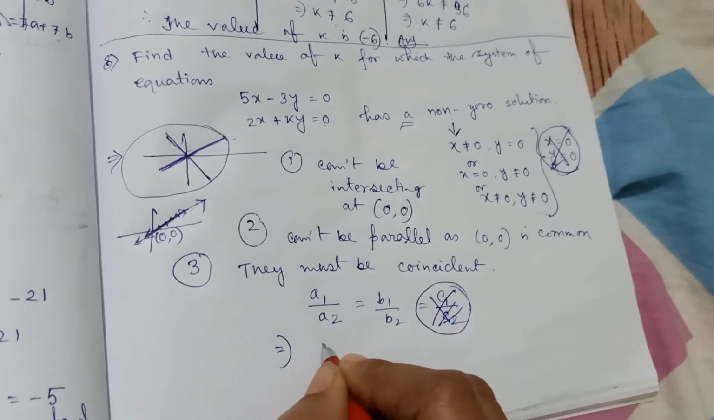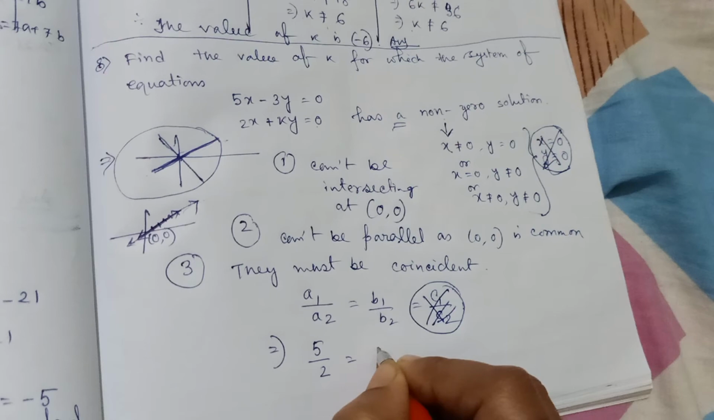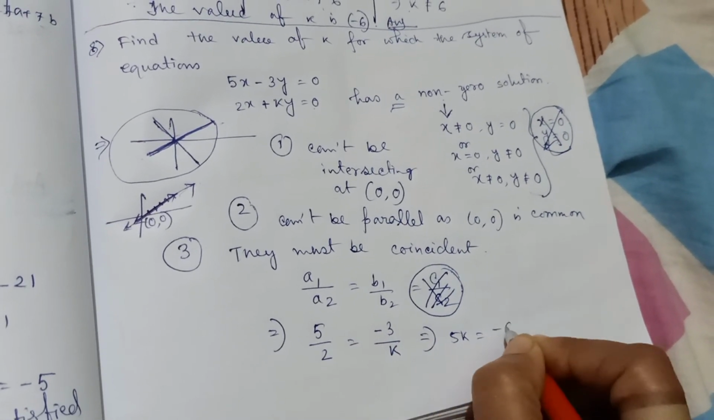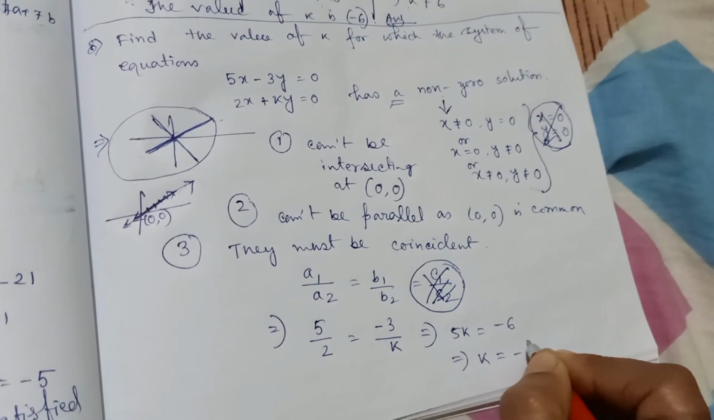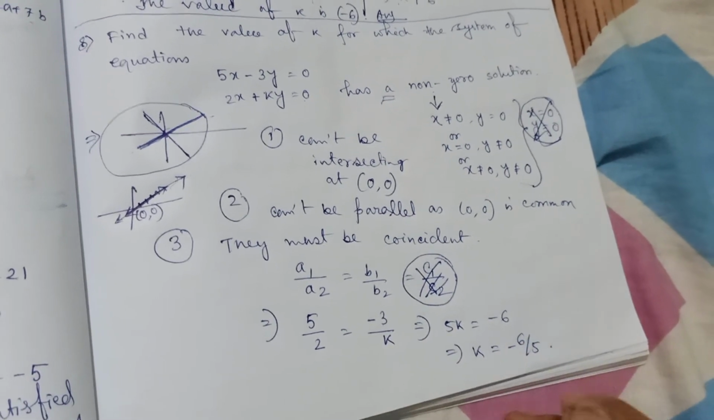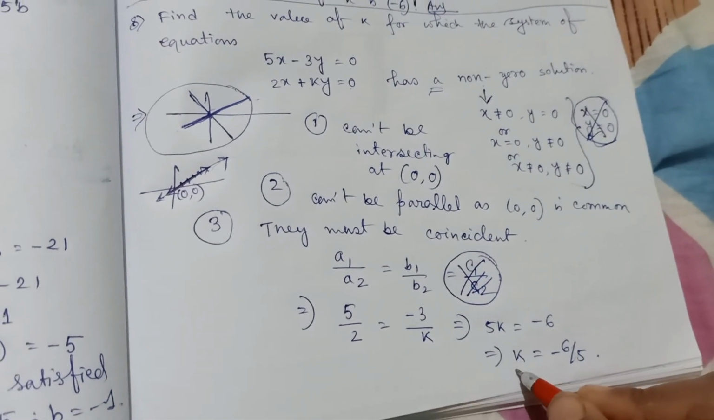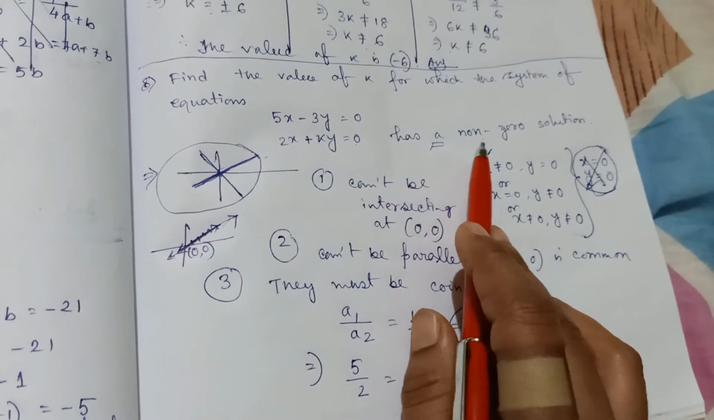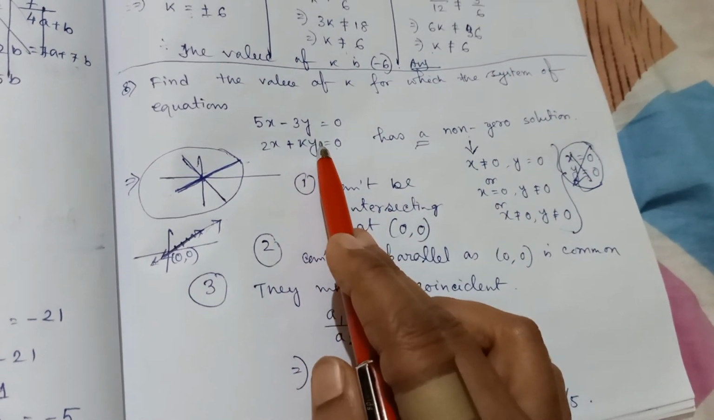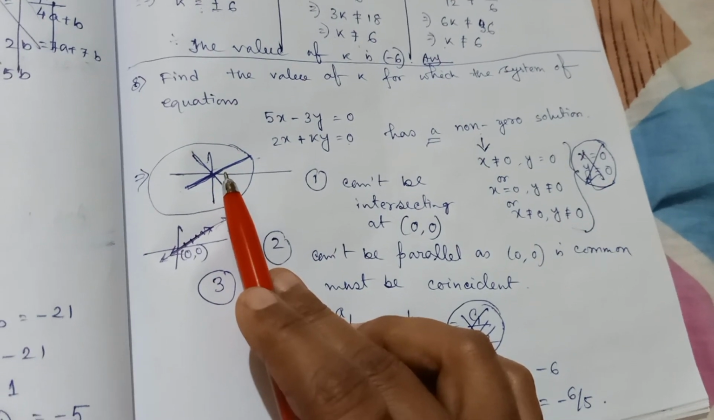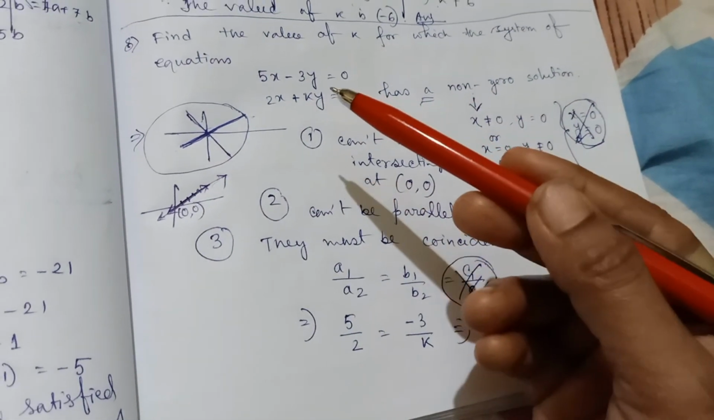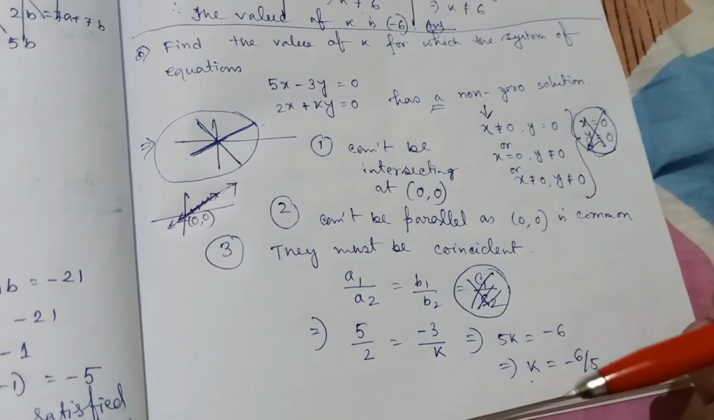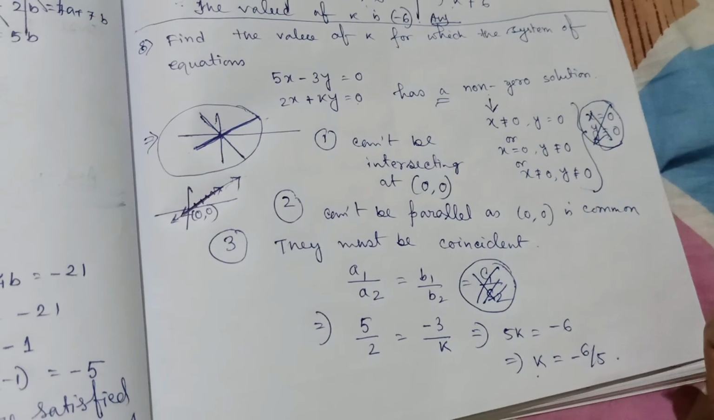Okay, so A1 by A2 we are getting as 5 by 2, B1 by B2 that is minus 3 by k. From this we get 5k equals minus 6, and we can write k equals minus 6 by 5. So we can say that the value of k will be minus 6 by 5, for which we will have a non-zero solution for these two lines passing through the origin. Okay, so just collect all the concepts together. I hope you will be understanding the concept.